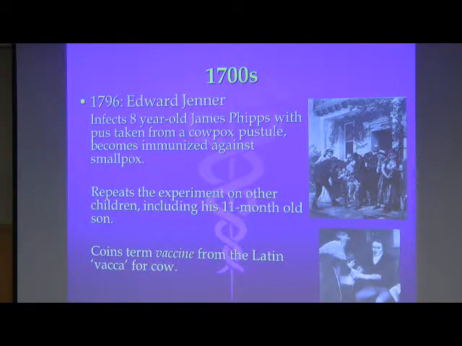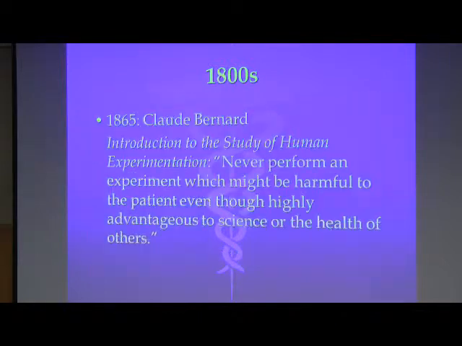He submits his paper to the Royal Academy, and the paper gets rejected, and he is told that his theory is too radical and he needs more proof. So he repeats his experiment on several other children, including his 11-month-old son. And the experiments are successful, and the term vaccine is coined from vacca in Latin. But again, you can start to see how people are being experimented on without their consent.